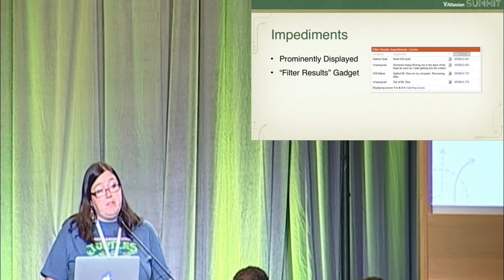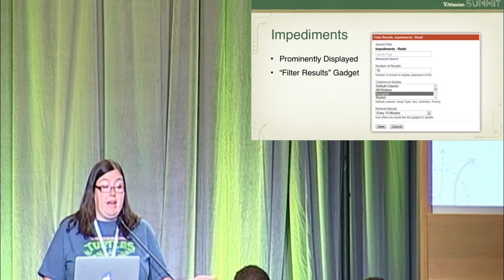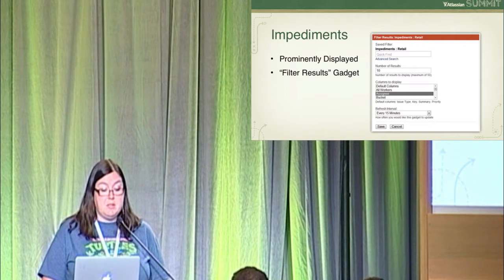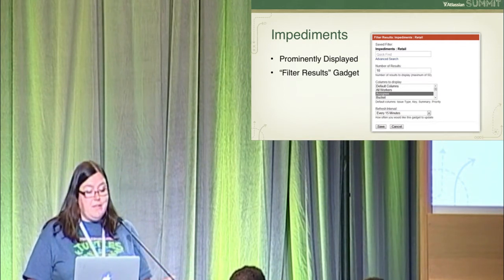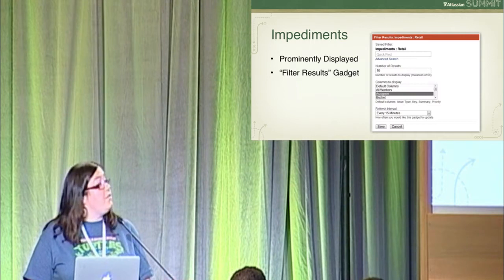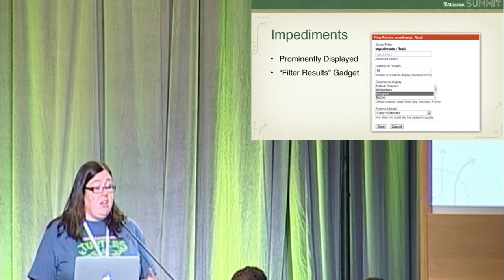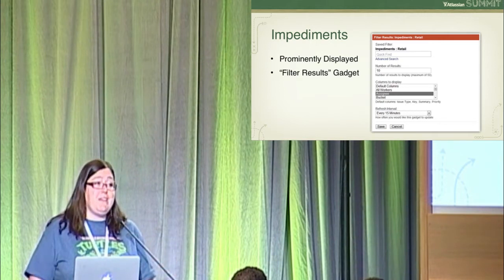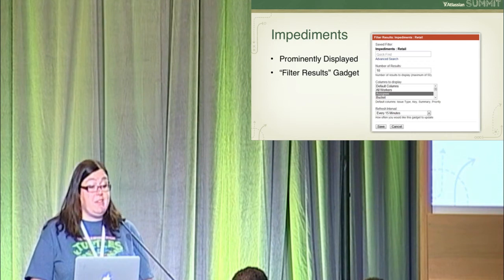So I set up a filter that pulled anything that was flagged as an impediment, and then I added the filter results gadget to display those here. And when you add the filter results gadget, you can set it to any of your favorite filters. You can configure how many issues you want to show, what columns you want to see, pretty much anything, or you can just leave the defaults and feel it out for yourself. See what works best for you.